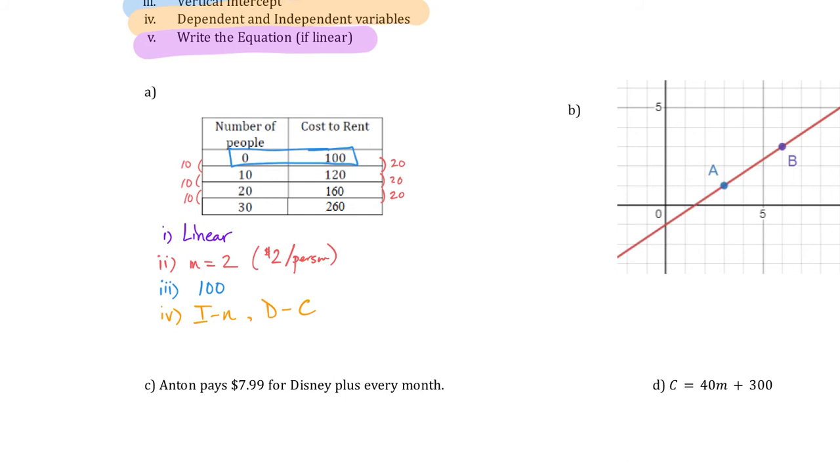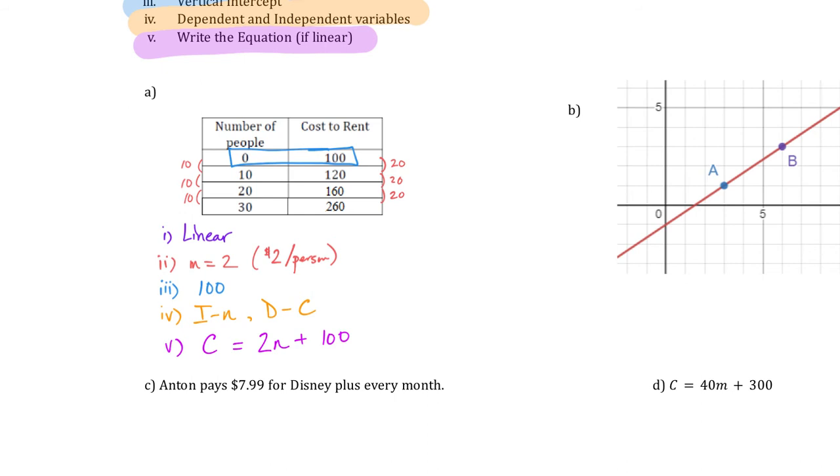Can I write the equation? Absolutely I can. Because it's linear, I can say that my cost is my amount per person plus my fixed amount. And there we go. So hopefully we're feeling more comfortable with it. We're doing a little better. We're moving a little faster. We're able to draw those connections a little quicker.